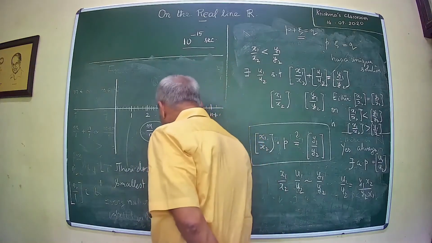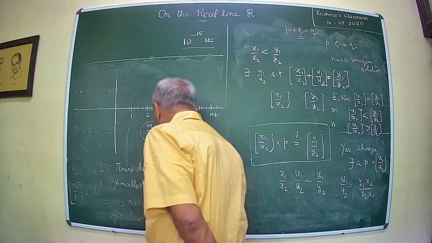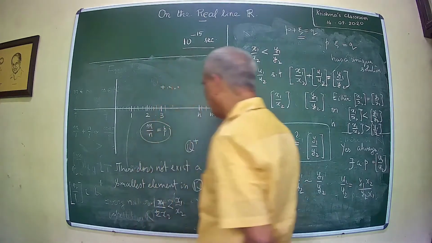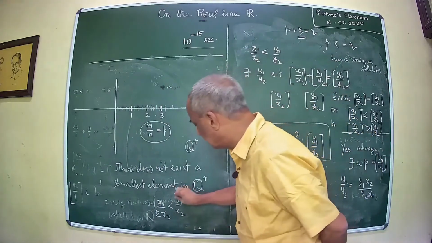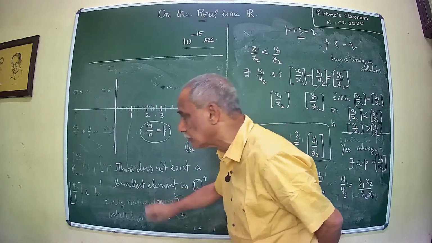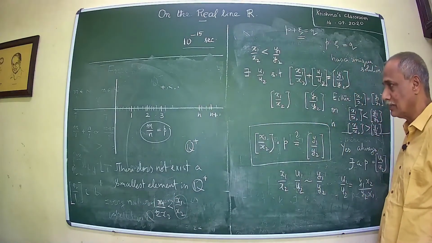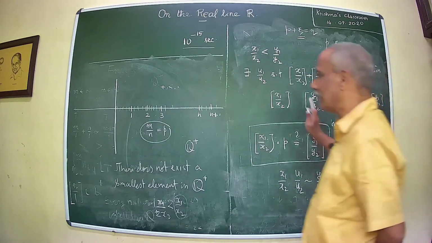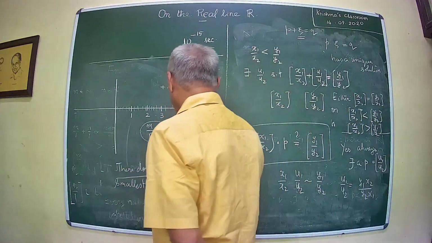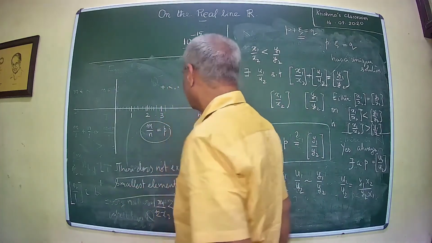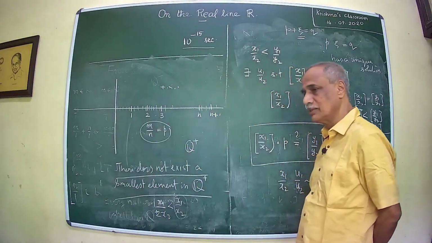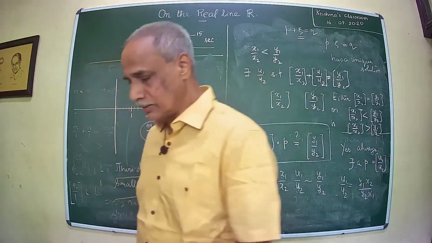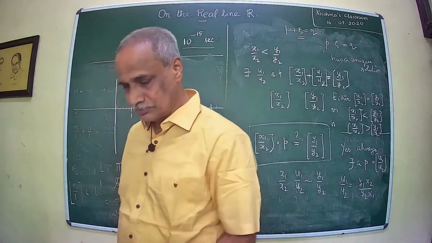Now you look at this one, x1 by 2x2. x1 by 2x2 is always less than x1 by x2. So if this were the smallest element, then you have something still less than that in that set. So there does not exist a smallest element in Q plus, whereas in N there exists a smallest element. That's one special feature that you have.